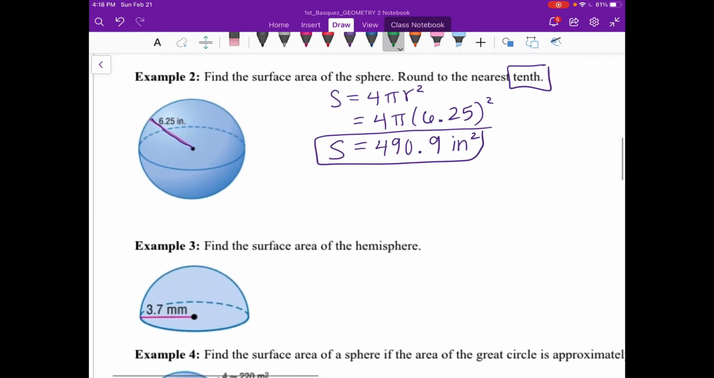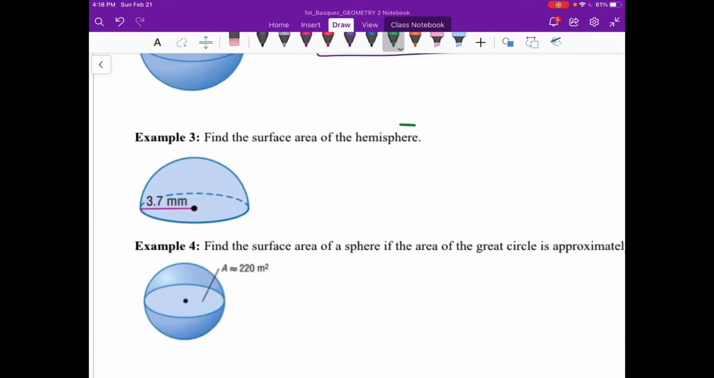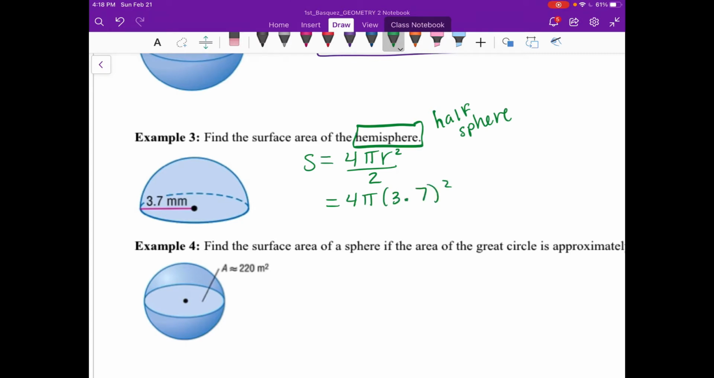Now the next example, it's asking me to find the surface area of the hemisphere. So hemisphere just means half the sphere. Okay, so we are going to use the exact same formula and then just cut it in half at the very end. So if my formula is 4 pi r squared, all I'm going to do at the end is slice it in half, and that will take care of this problem. So I have 4 pi, the radius is 3.7. I'm going to square that, and then I'm going to divide it in half.